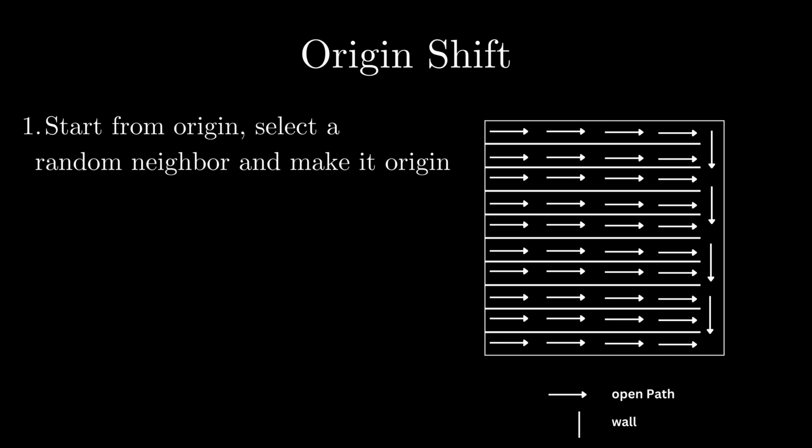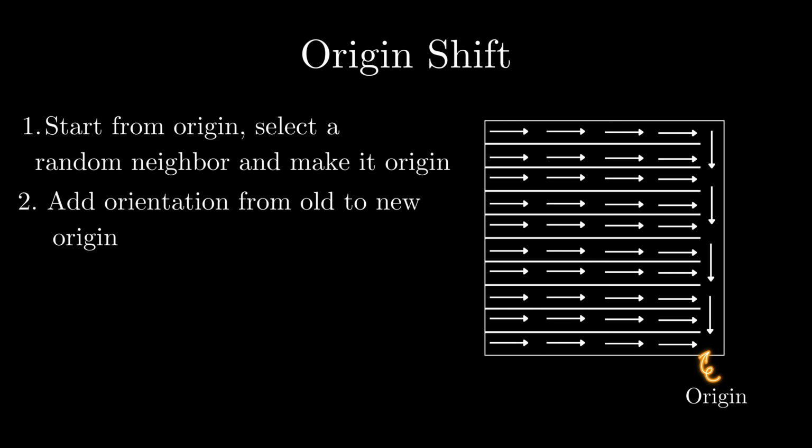For example, imagine a maze where all cells are oriented to the right, except for the cells in the rightmost column, which are oriented downwards. In this example, our origin is the cell at the bottom right, which has no direction. We start with an origin cell and randomly select one of its neighboring cells. This new cell becomes the new origin.